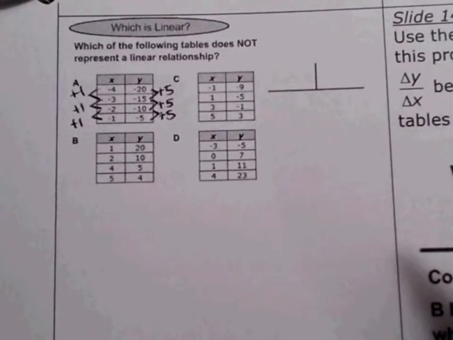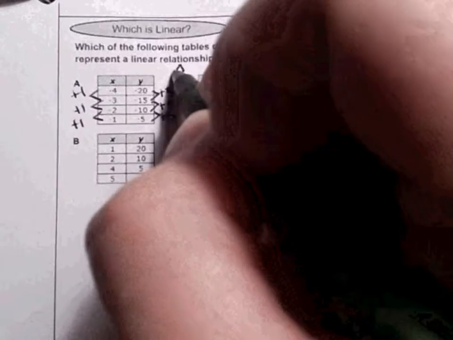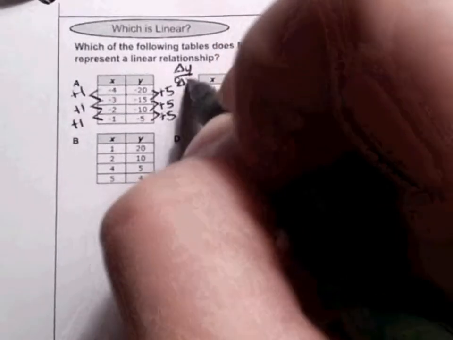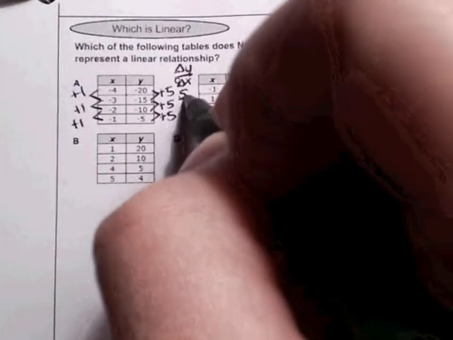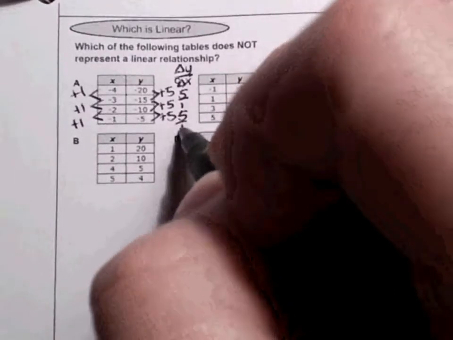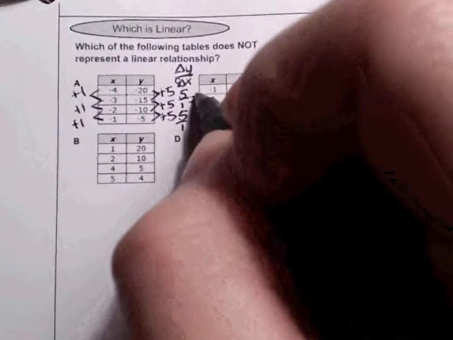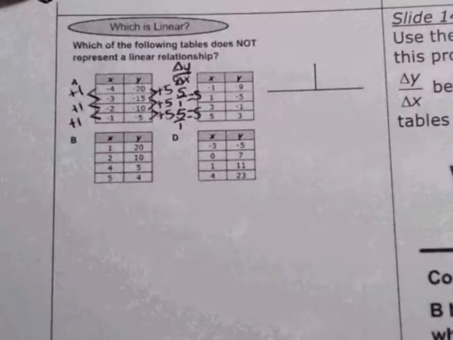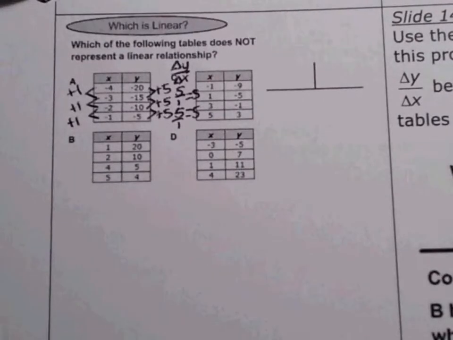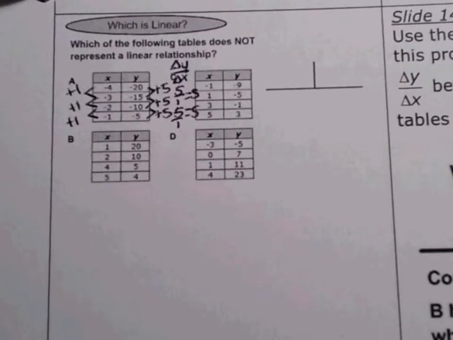Now in this situation, I know I need to find delta y divided by delta x. So delta y divided by delta x is going to be 5 divided by 1, 5 divided by 1, 5 divided by 1. So it's going to be the same all the way down. And when I end up reducing it here, they're all going to be 5. My rate of change is going to be 5. Now, in this situation, these are all the same.